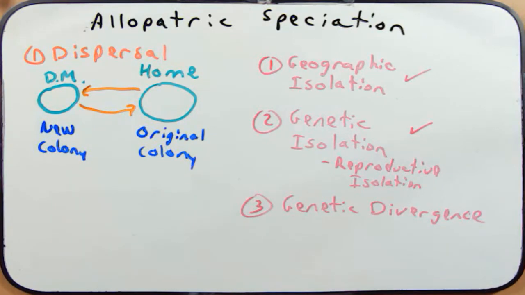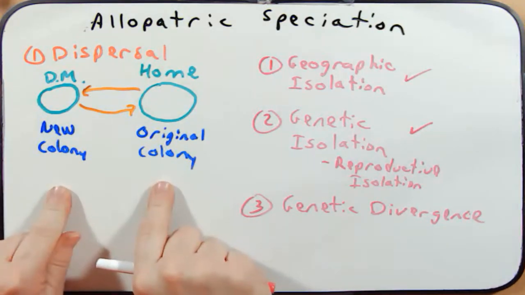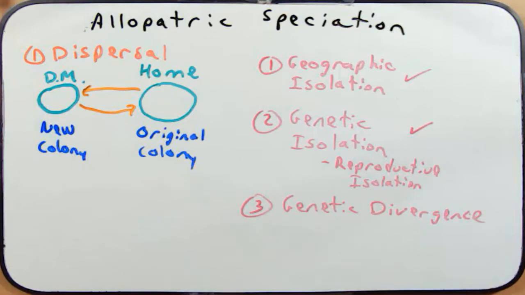Has something happened between these two populations to have allowed one of them to be genetically distinct from the other population? Remember, this could be genetic drift, it could be gene flow, it could be new mutations have arisen, or it could be natural selection.